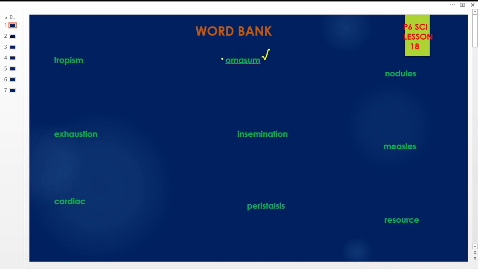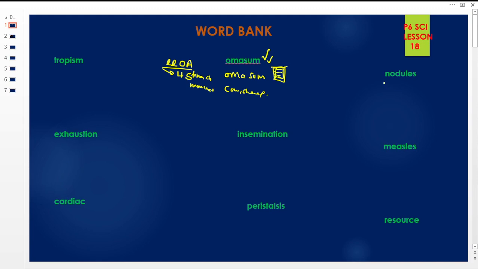This word is omasum. It is a sister to what we call abomasum, together with the reticulum and the rumen. Do you remember what these are? These are the 4 chambers of the stomachs of the ruminant animals, the animals that chew the cud, like the cows, the sheep and the goats. The omasum is the compartment that is like paper, like the paper-like offals you just buy from the butchers. That is omasum.